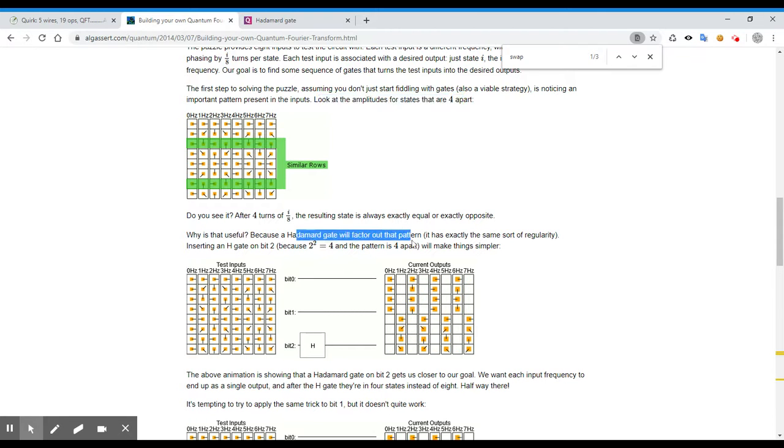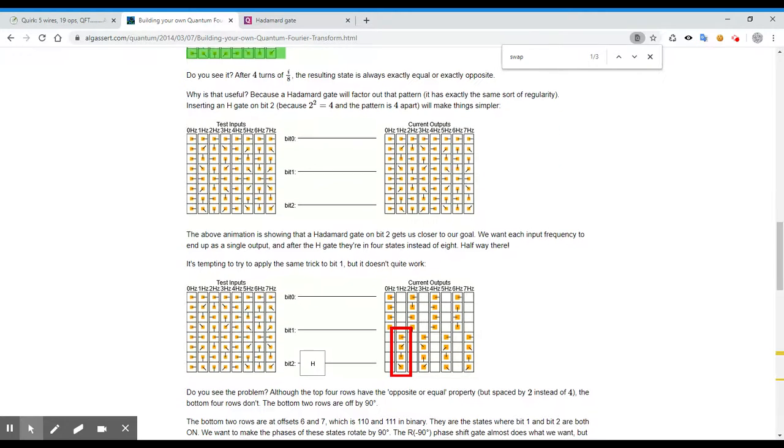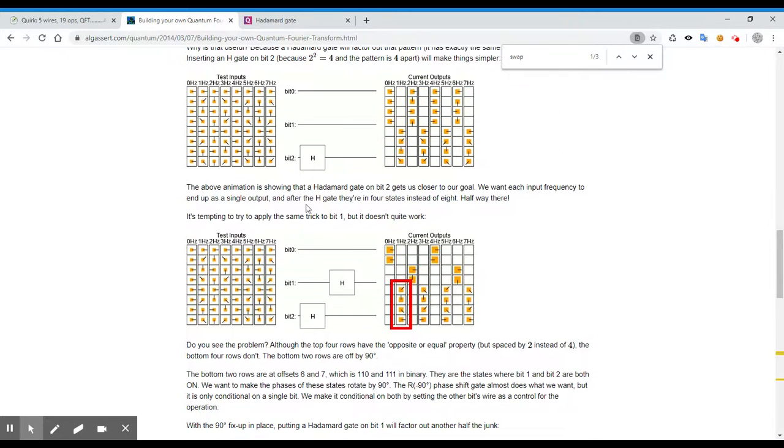Because a Hadamard gate will factor out that pattern. It has exactly the same sort of regularity. Inserting the Hadamard gate on QB2, where the pattern is 4 apart, will make things simpler. The animation is showing that a Hadamard gate on bit 2 gets us closer to our goal. We want each input frequency to end up as a single output. After the Hadamard gate, they are in 4 states instead of 8, halfway there.